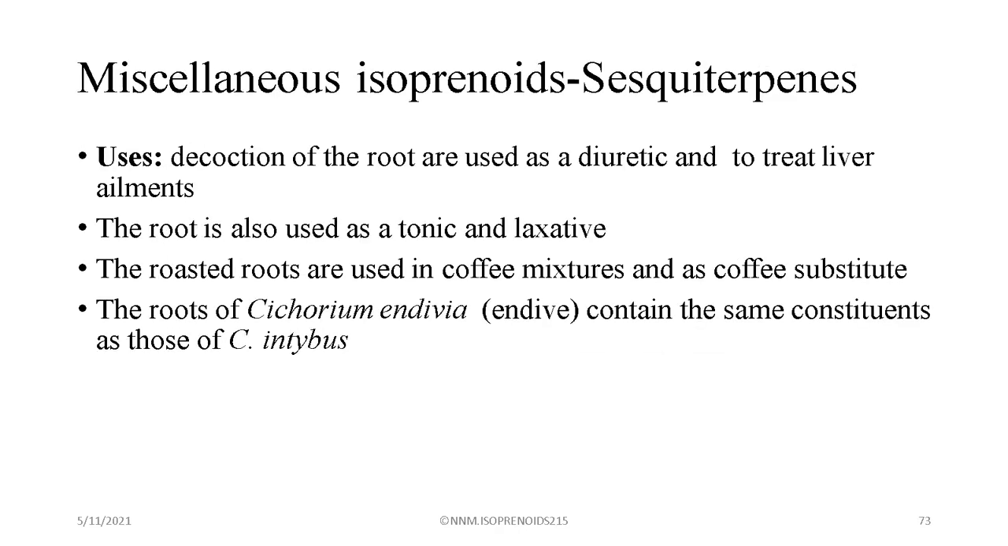So decoction is done on the roots. Then the product is used either due to its diuretic activity or to treat liver ailments. It can also be used as a tonic. And like Linda said, when you see tonics, GIT problems and such, it can be used as laxatives also. You can do decoction and use the product, or you can just roast the roots and use it as a substitute for coffee, which would also give similar benefits.